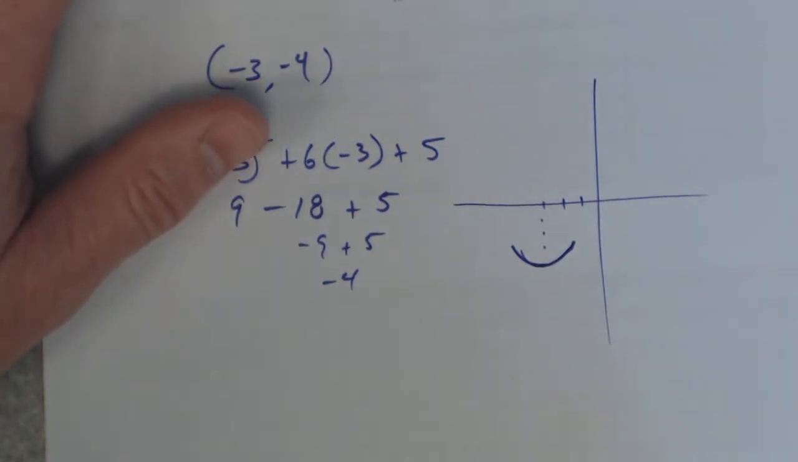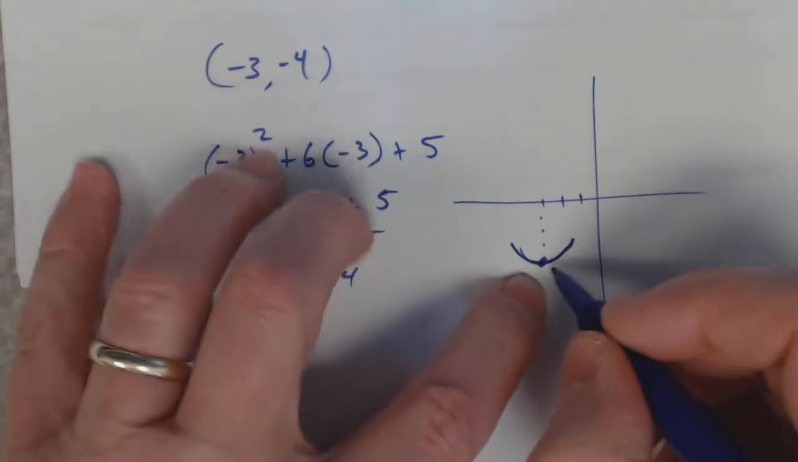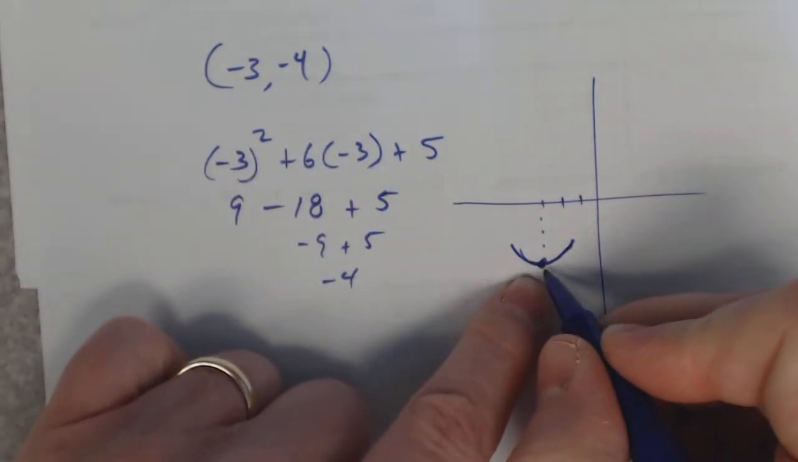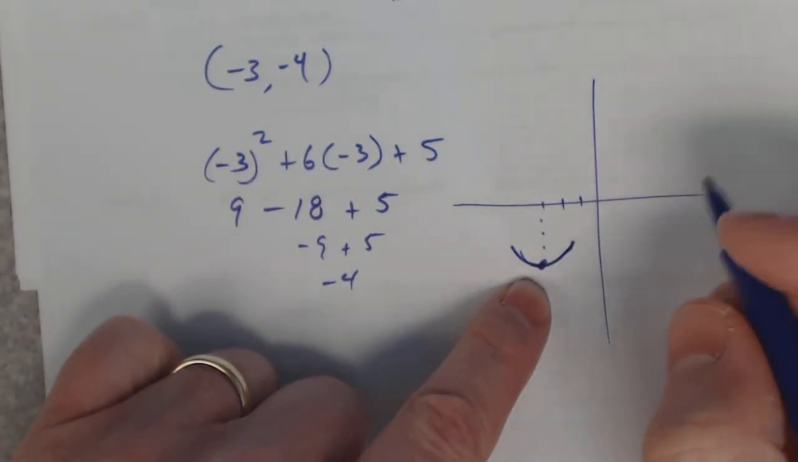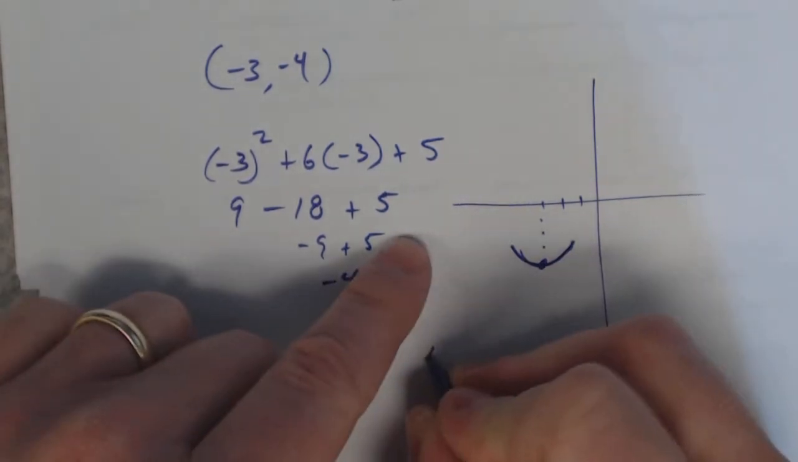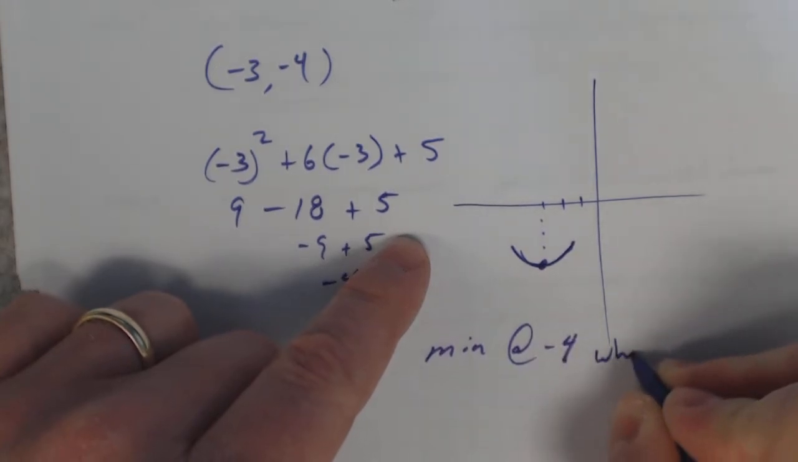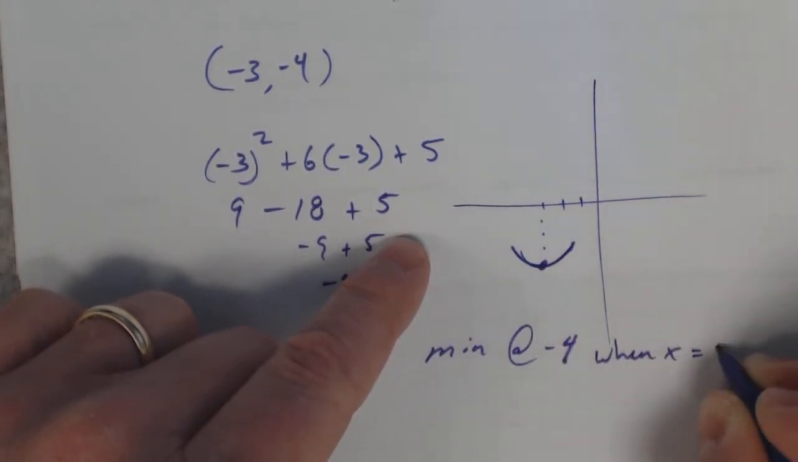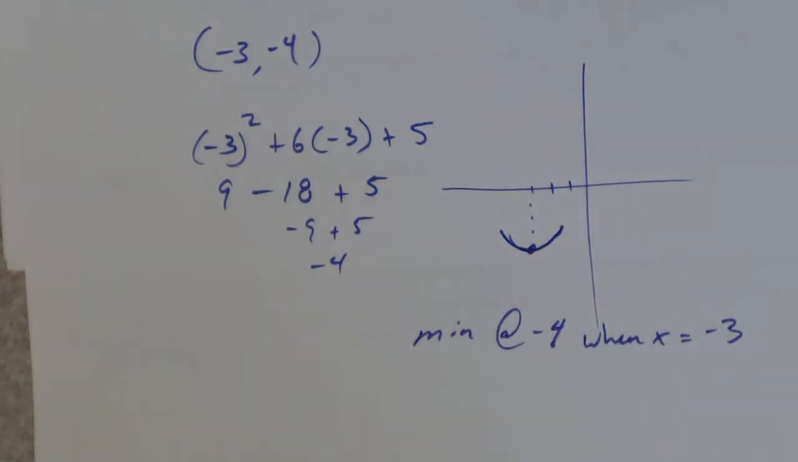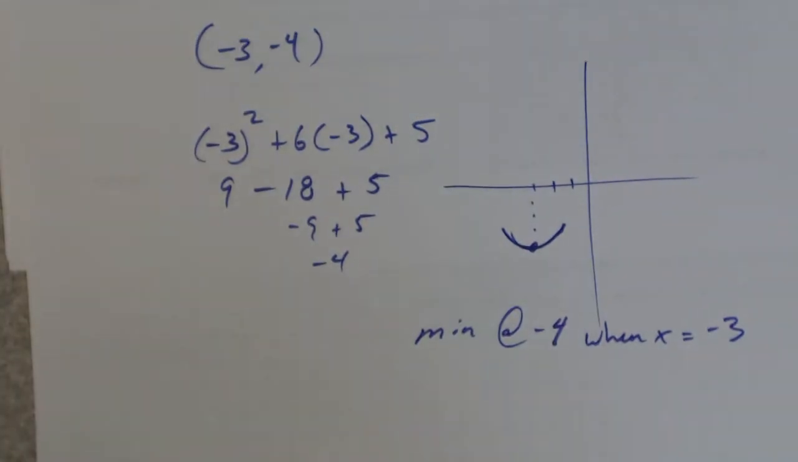Determine whether it's a maximum or minimum value and find that value. So this vertex is the very lowest spot, so it is a minimum value. We'd say that's a minimum at negative 4 when x equals negative 3. There's a minimum value of negative 4 for that function. That's the output, right? Negative 4, the y value, when the x value is equal to negative 3.